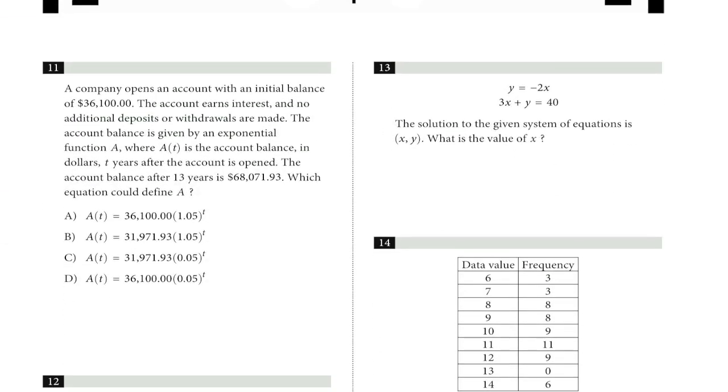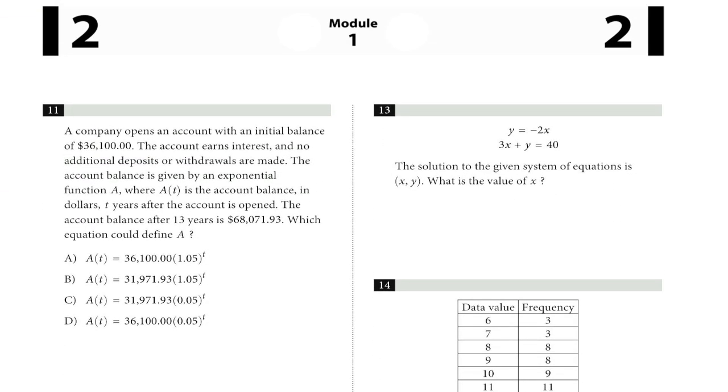Number 11. A company opens an account with an initial balance of $36,100. The account earns interest and no additional deposits or withdrawals are made. The account balance is given by an exponential function, A, where A of t is the account balance in dollars, t years after the account is opened. The account balance after 13 years is $68,071.93. Which equation could define A?